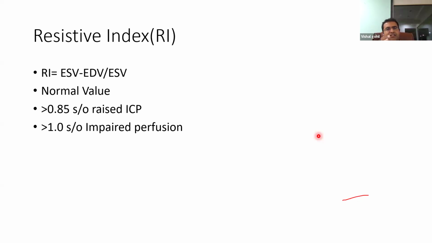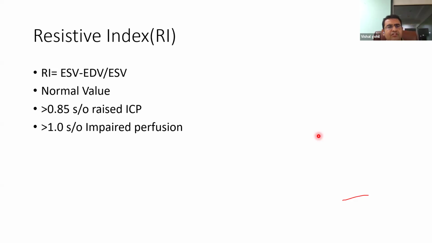And there is a complicated relationship between the end systolic and diastolic and the mean velocity. So it is difficult to measure the velocity and rely on that. For example, if you measure a high velocity, your cerebral blood flow might be high or maybe normal. So that's why the resistive index comes into the picture.